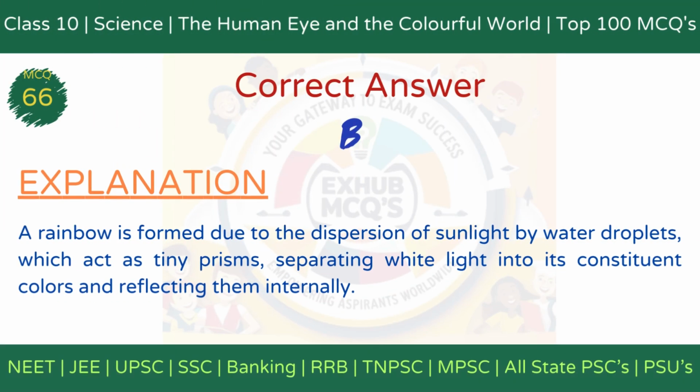The correct answer is option B, dispersion of sunlight. Explanation. A rainbow forms due to the dispersion of sunlight by water droplets in the atmosphere. The droplets act as prisms, splitting the light into its constituent colors.